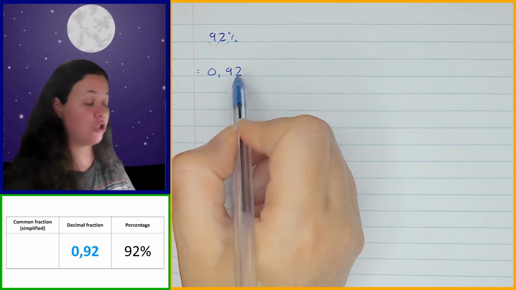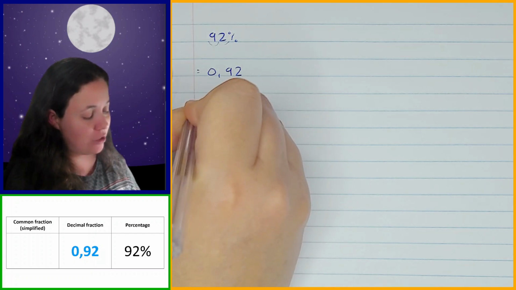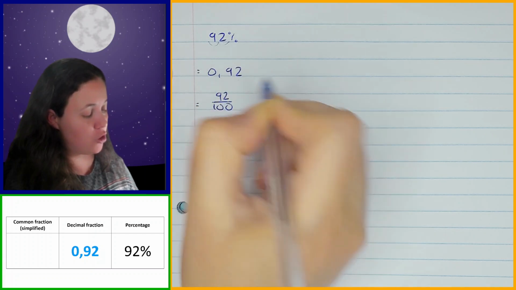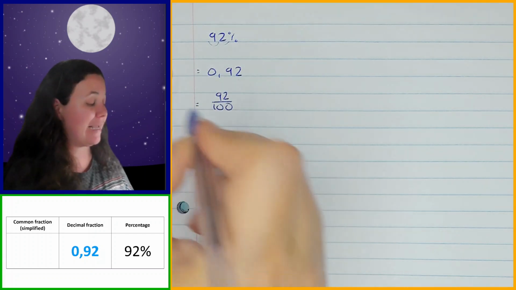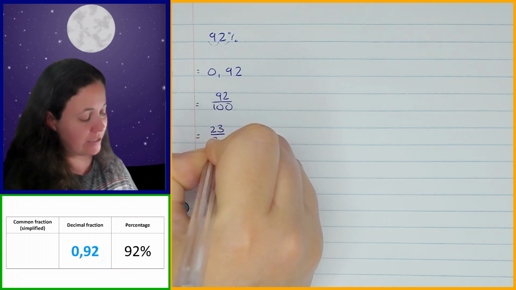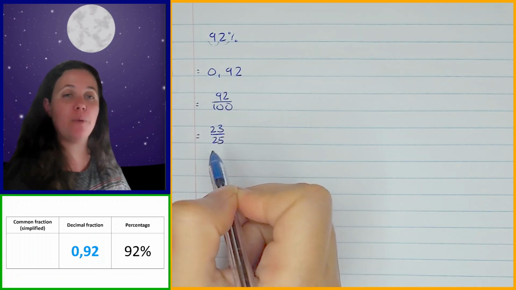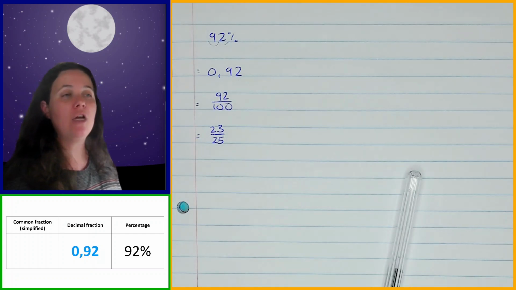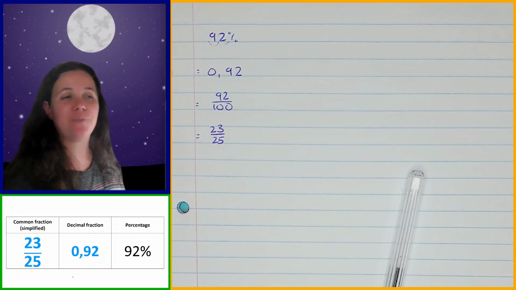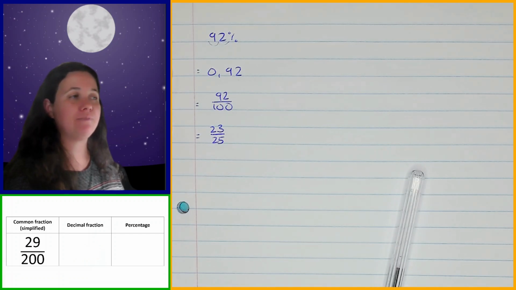That's the hundredths position. So I'm going to have something over 100, and this is going to be 92 over 100. Now, 92 over 100 I can simplify, and that gives you 23 over 25. If you divide by 4 at the top and at the bottom, you get 23 over 25. So for the common fraction, you should have got 23 over 25. Right, let's go on to the next one.